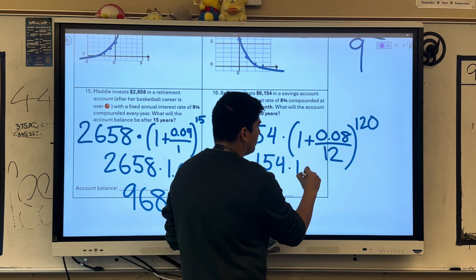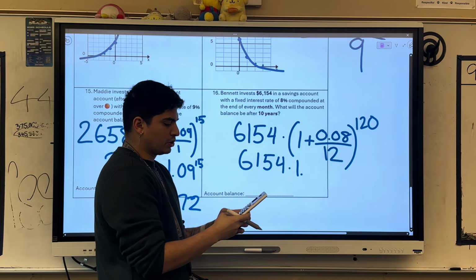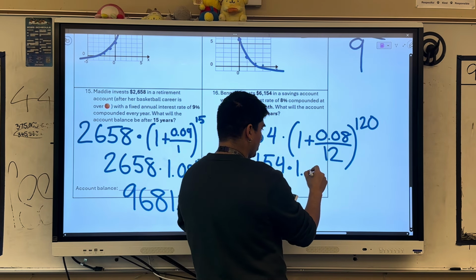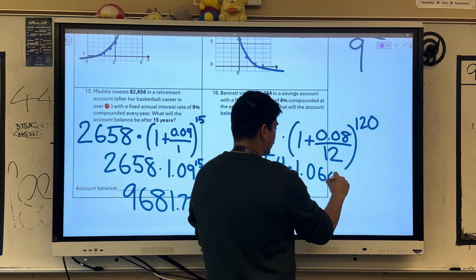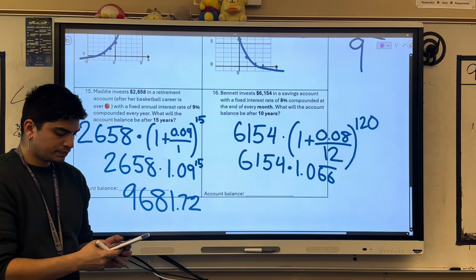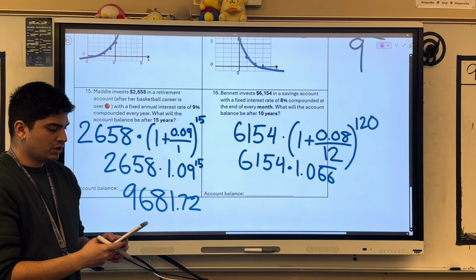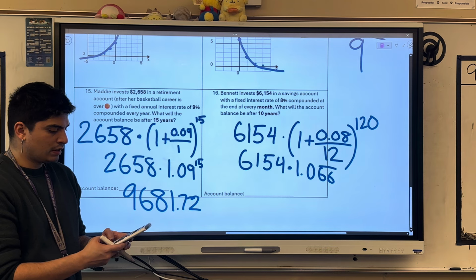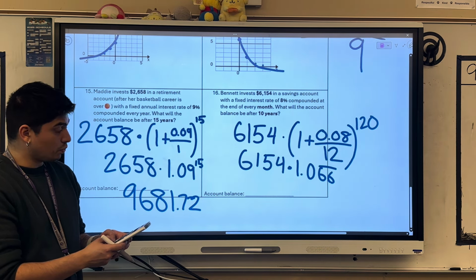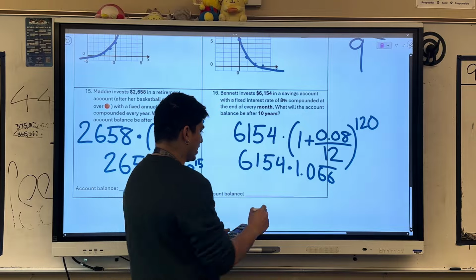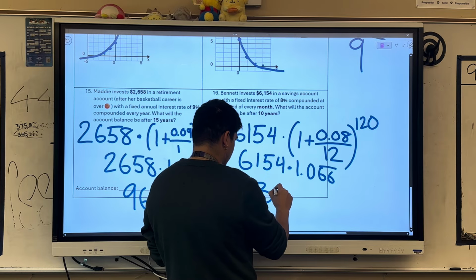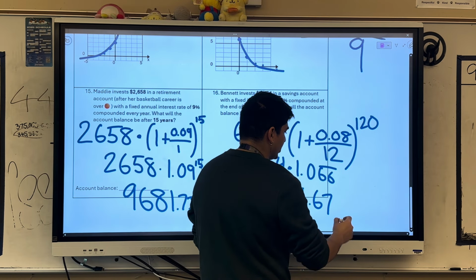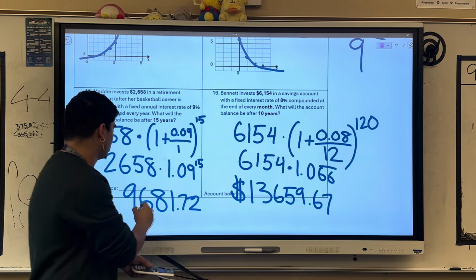So I have 6,154 times 1 point. Actually, I didn't even do this. What is 0.08 divided by 12? It's 0.0066, just repeating. So if you add 1 to that, and you do it to the power of 120 times 6,154, you'd end up getting $13,659.67. Should have put some dollar signs on this.